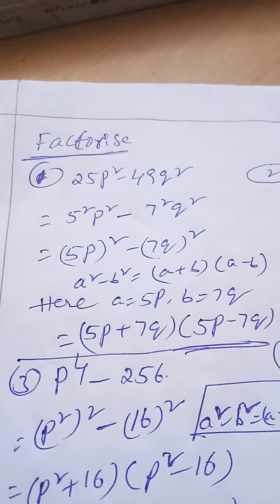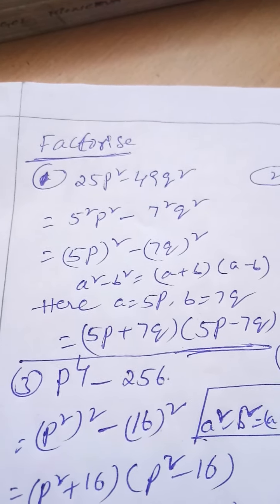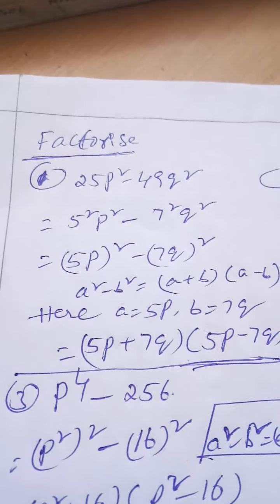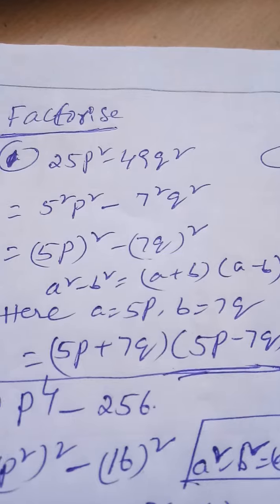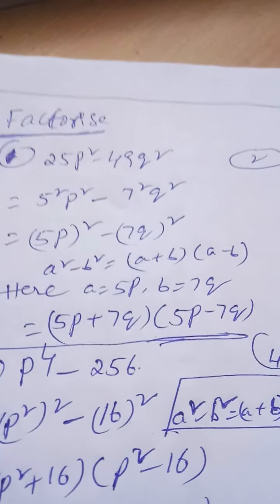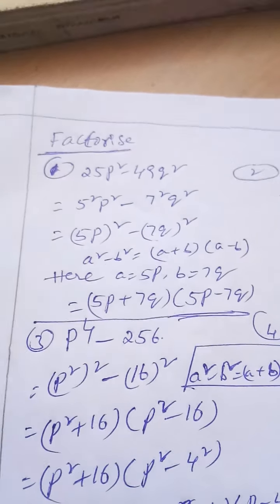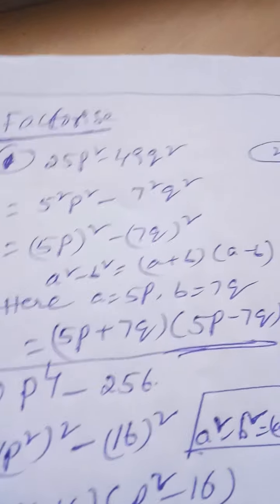Already I sent you the three formulas. (a + b) whole square is equal to a square plus 2ab plus b square, and (a - b) whole square is equal to a square minus 2ab plus b square. a square minus b square is equal to (a + b) into (a - b). Using these three formulas, now we can see how we can factorize the given expressions.